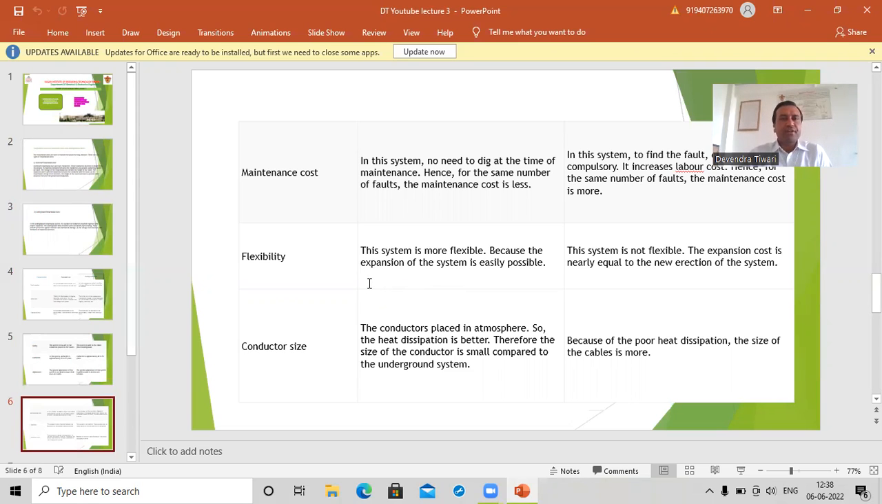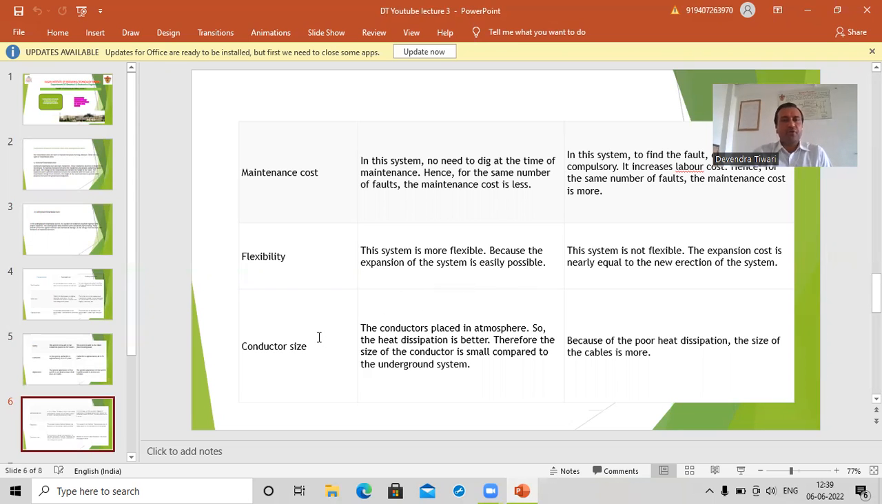Next point is flexibility. The overhead line system is more flexible because expansion of the system is easily possible. Whereas the cable system is not flexible. The expansion cost is nearly equal to a new erection of the system. That means if you go for expansion of the system, it will be nearly equal to a new erection of the system. That's why flexibility is not there.